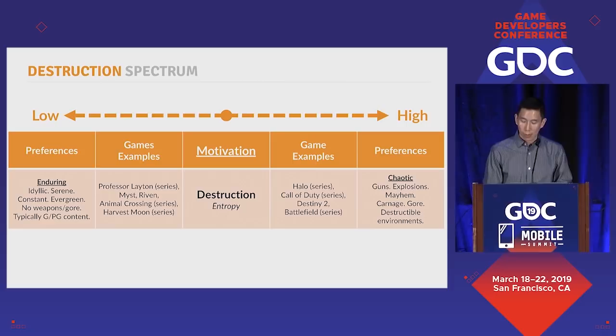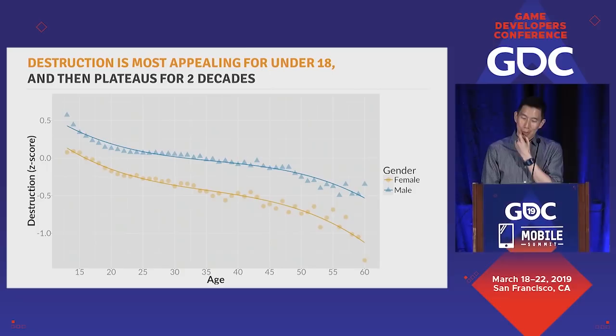Destruction is most appealing to the youngest gamers, particularly the youngest men. I'm sure you're all shocked. It then plateaus for about two decades. It doesn't plummet like competition does, and then it's only past age 40 that it really starts to drop again. There's a gender difference, and it gets slightly larger over the age span.